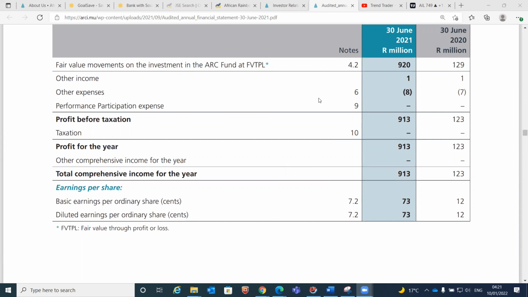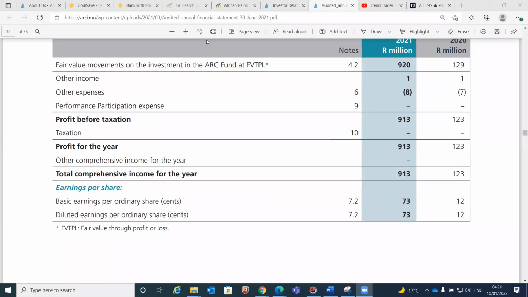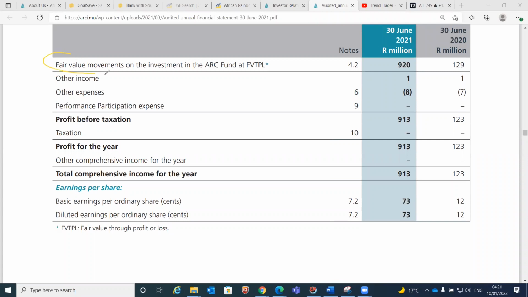So if the business is profitable, then we can start to see positive earnings per share. In the previous videos, we did speak about earnings per share and the difference between earnings per share and headline earnings per share. But in this case, we don't have what we normally look at as revenue. What we see is the fair value movement of the fund. And then they say the fair value is 920 million rand. They've got 1 million rand income. I wonder where it came from. And then the profit before tax is 913 million rand, which is good. And then the profit for the year is also 913.